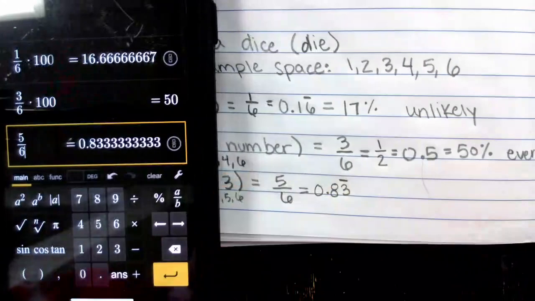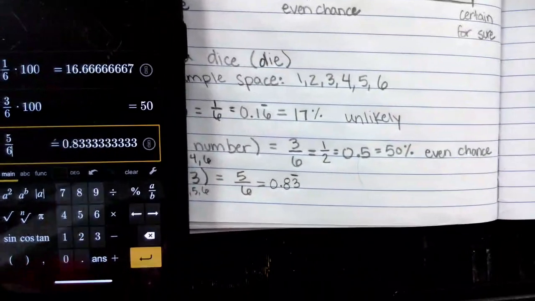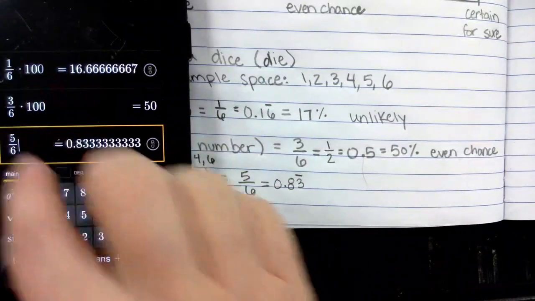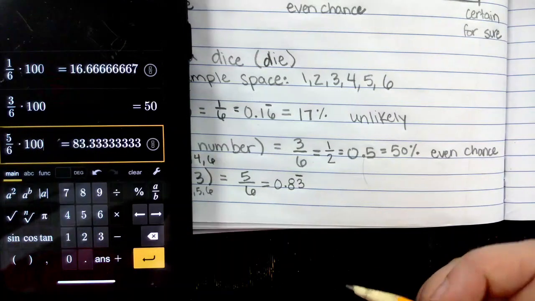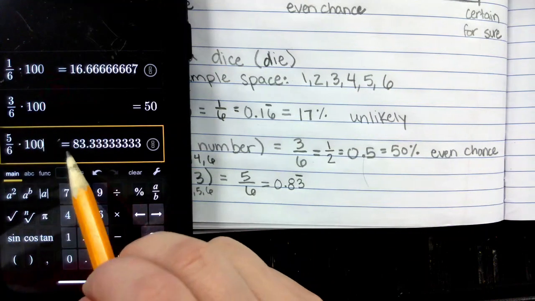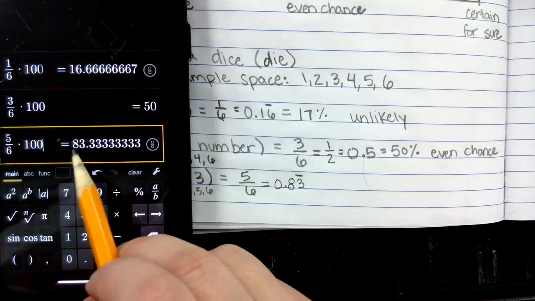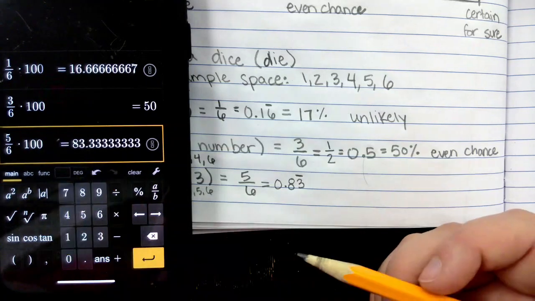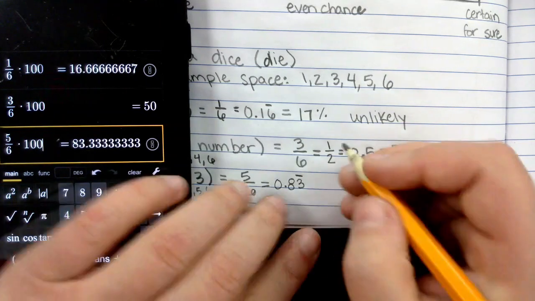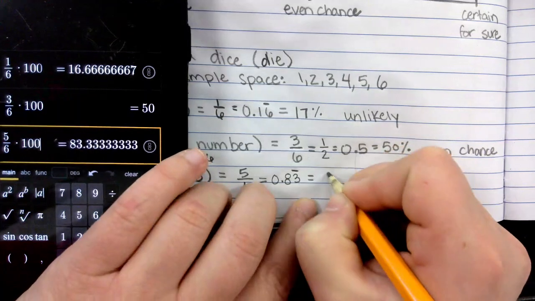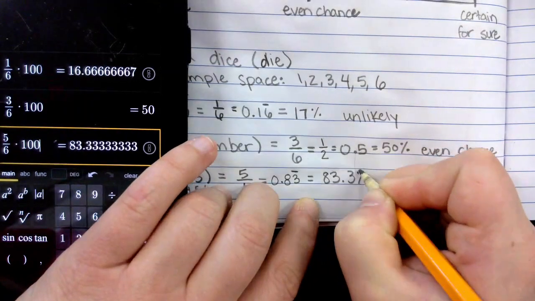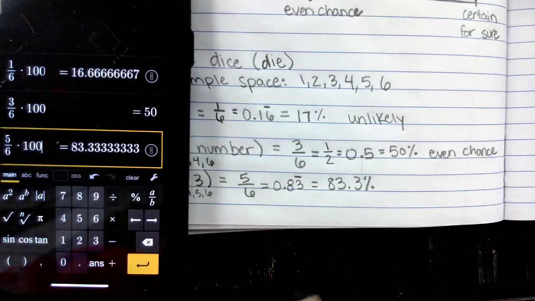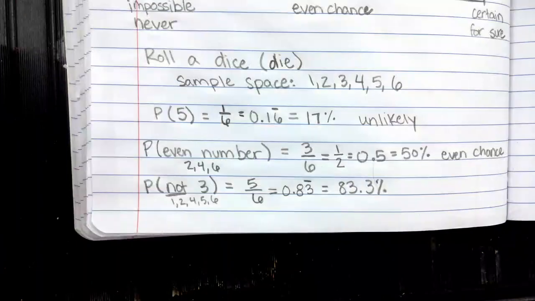So is that impossible? Unlikely? Even chance? Likely or for certain? Likely, good. It's in between 50 and 100%, so that is likely. All right, last one. You can try and sneak it in, Probability of getting a 13.